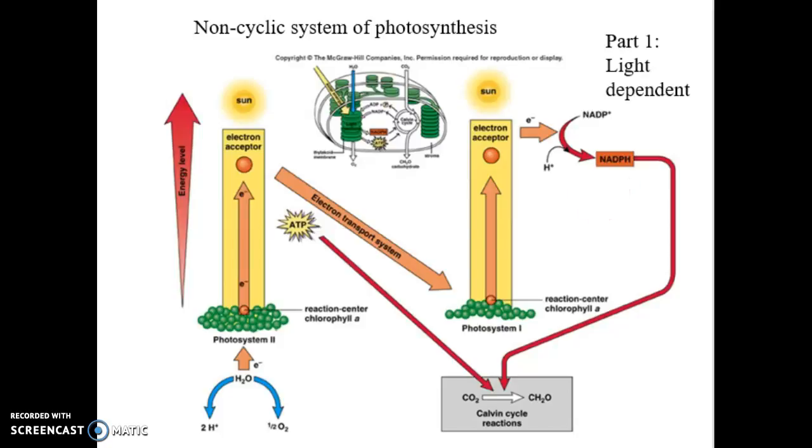The oxygens, will those bond to each other? You have two oxygens that will bond, and now oxygen as a gas forms, and that diffuses out of the cell. So that is all part one, the light-dependent part of photosynthesis. You have to have sunlight, you have to have water, you have to have the little reaction centers in the chlorophyll for part one to occur.